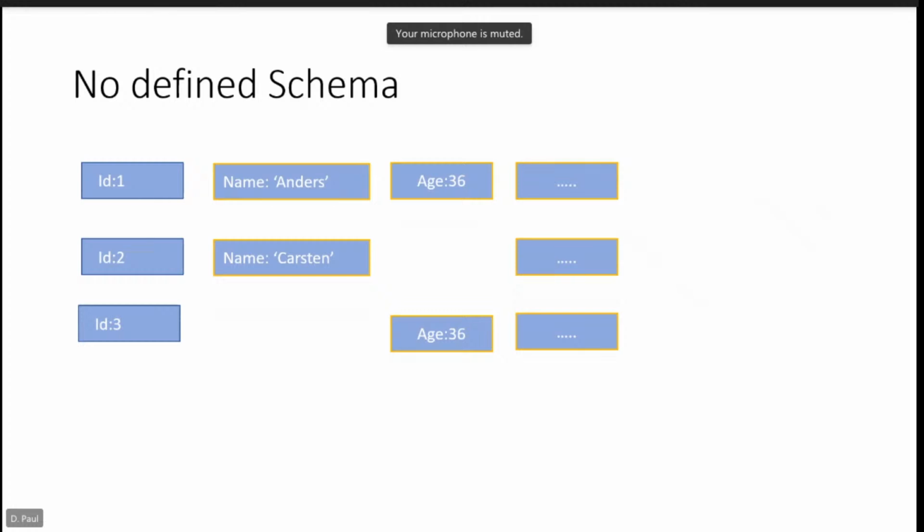And schema, we just talked about in SQL, you have to have a well-defined schema. But here, you don't need to have that well-defined schema. Meaning, if you look at this data, we get an ID, we get a name, we get an age, and maybe more columns.